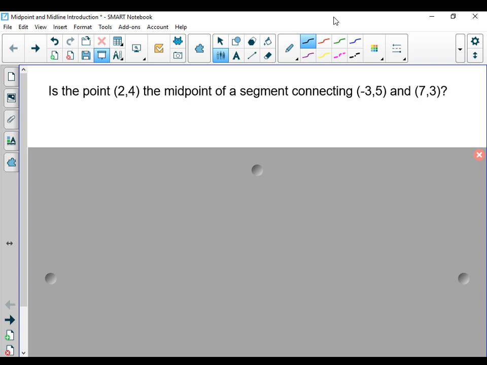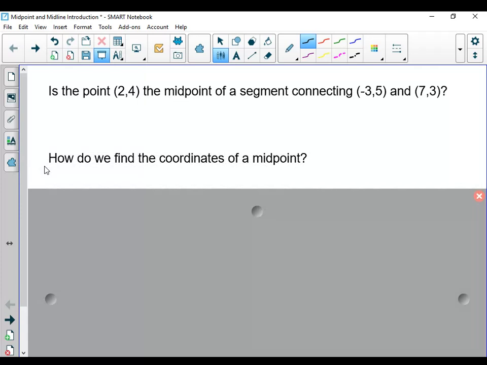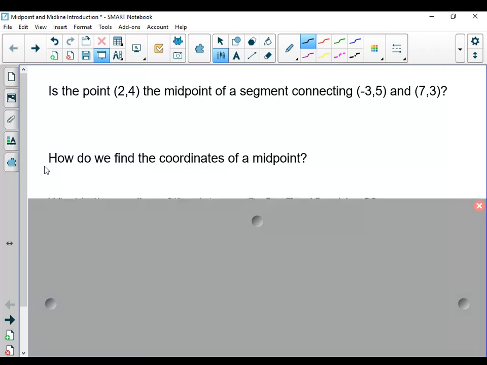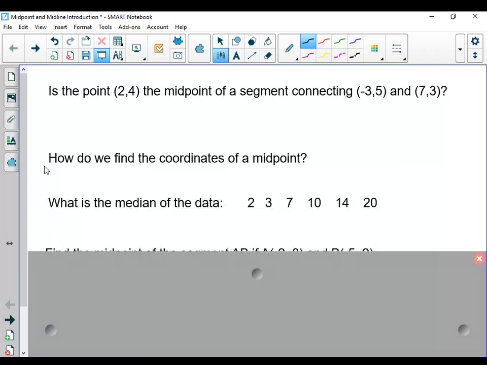Was the 0.24 the midpoint of a segment that had -3.5 for one endpoint and 7.3 for the other endpoint? And I saw varying answers from your homework, and we'll come back to that here in a second, but the question really comes down to, all right, well, how do we find the coordinates of a midpoint? And sometimes we can do it from the graph, but other times we're going to have a different way of trying to attack that. So before I answer that question, what if I asked you this question?